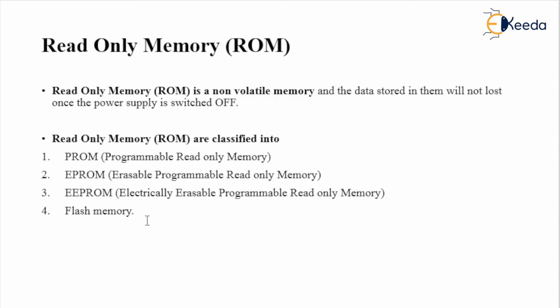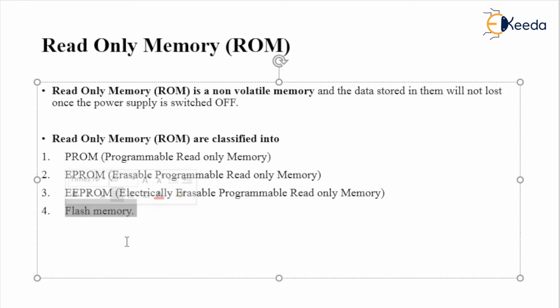This flash memory is also one type of read-only memory in our computer memory, but flash memory is mostly used in microcontrollers, which we have studied: microcontrollers 8051, 89C51, 89C52, SoC, and ARM processors. So in all those processors, a flash type of memory is used.